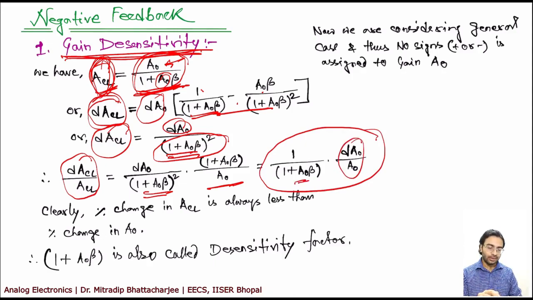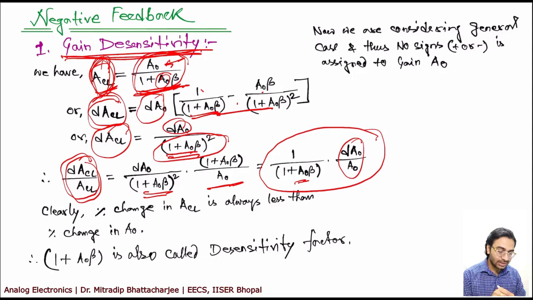Simple calculation. Now why are we interested in dACL by ACL? We want to see what is the percentage variation of ACL. dACL means the variation in ACL with respect to ACL. That's why dACL by ACL. If you calculate dACL by ACL into 100, then it will be the percentage variation. Now it is a fraction. dACL by ACL will give you the fractional variation.